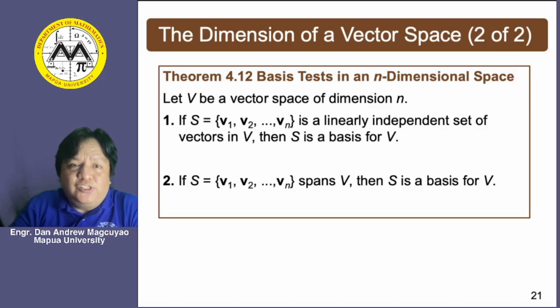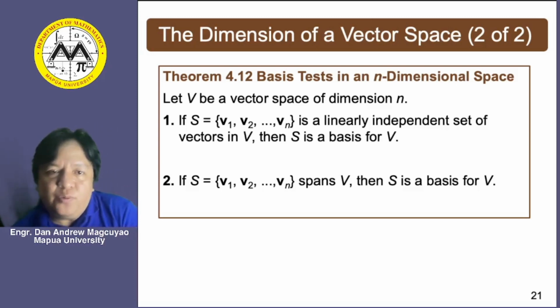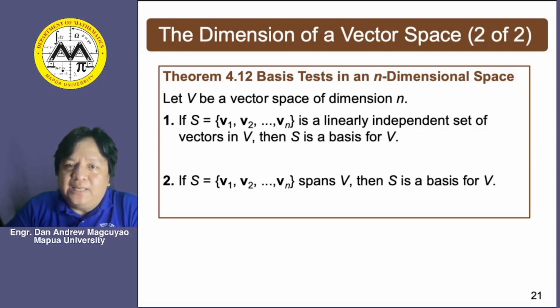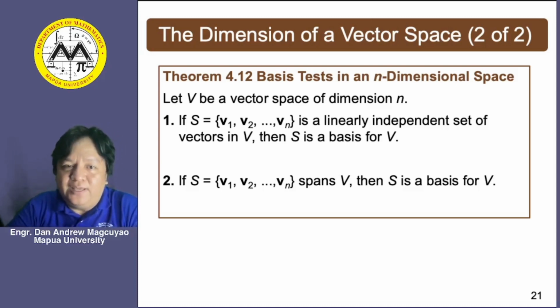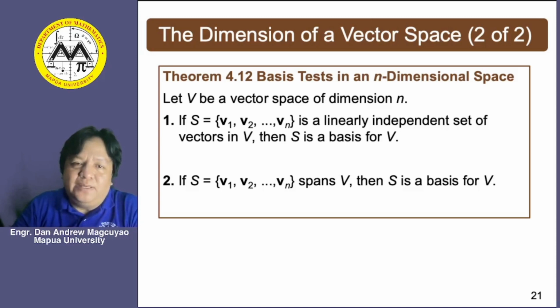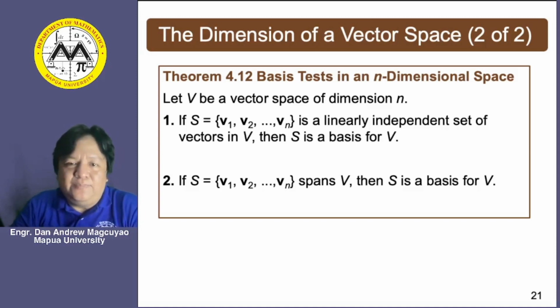Basis test in an n-dimensional space. Let V be a vector space of dimension n. So the dimension is n, meaning it is considering all the possible vectors. If S is composed of the vectors v1, v2, up to vn, and this set of vectors is a linearly independent set of vectors in V, then S is a basis for V. And if S equal to v1, v2, v3, up to vn spans V, then S is also a basis for V. So if there are n vectors and it is linearly independent, then it forms a basis. If there are n vectors and it spans, then it is a basis for V.